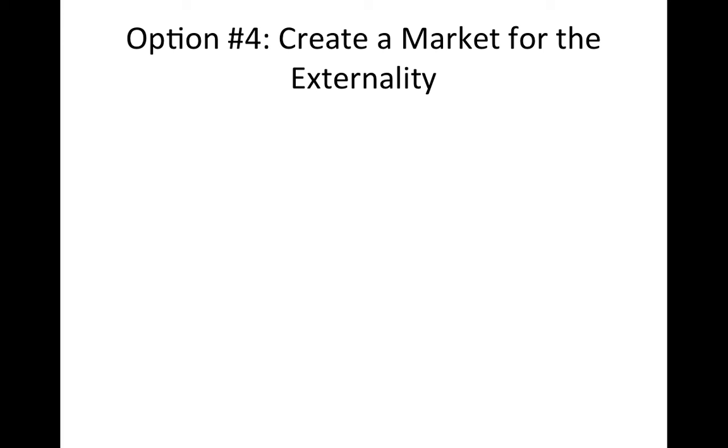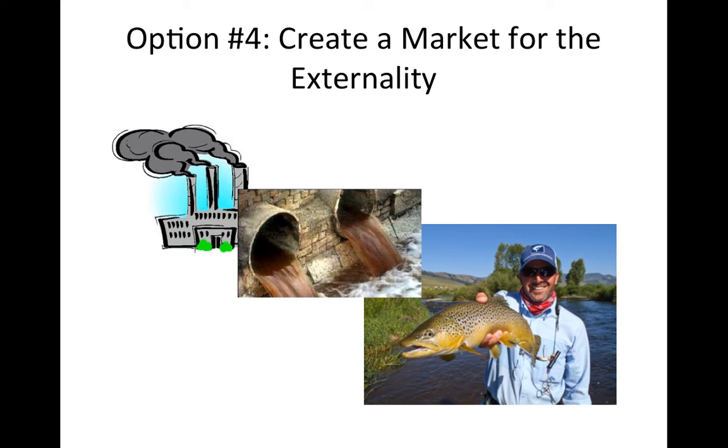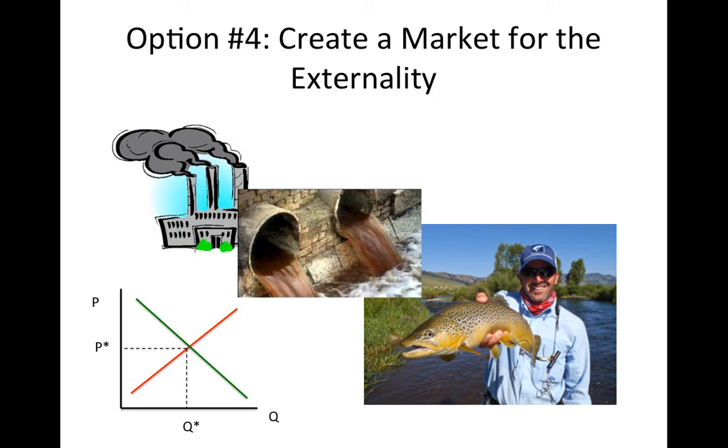The final way to remedy externalities is to create a market for the externality itself. Let's reconsider the example of the factory and the fishing guide. In order to address water pollution, we could create a market for permits for water pollution. Suppose that for every gallon of pollution the firm emits, it has to buy a permit. Now, instead of treating the clean water as a free resource, the firm has to pay for it.